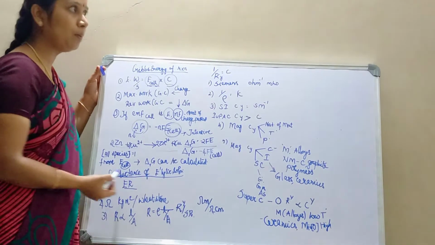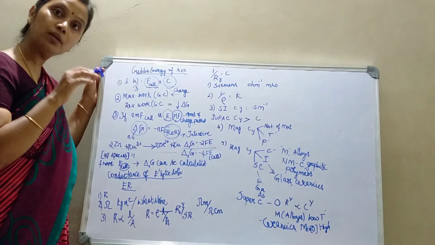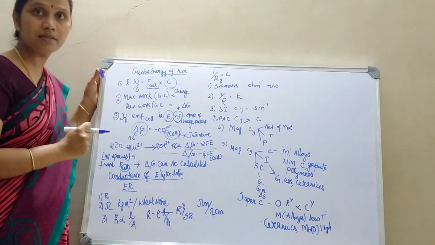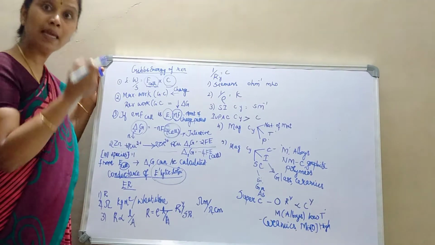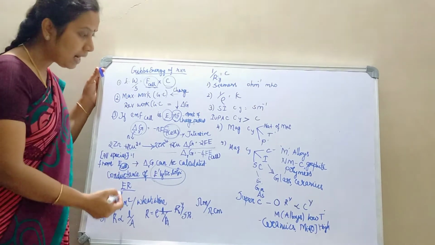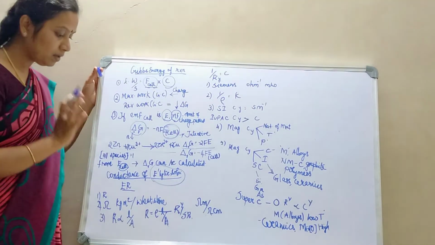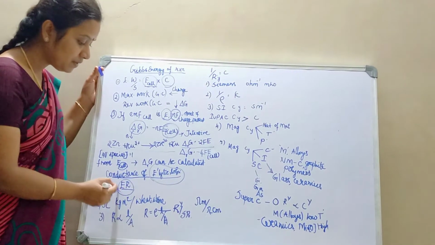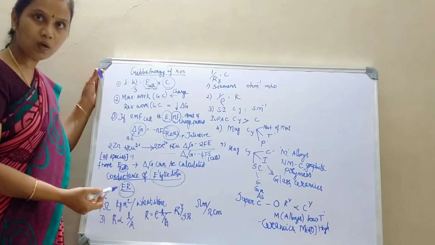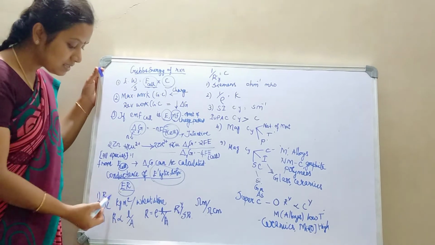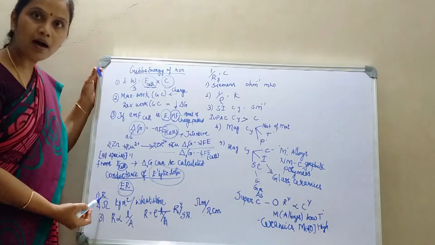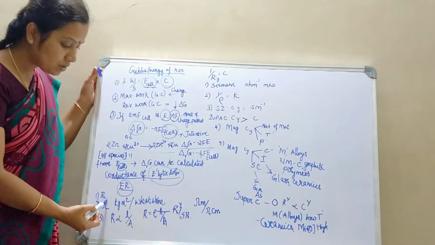Before going to the topic, how my electrolytic or ionic solution is able to conduct electricity, I need to know some terms. The first term will be electrical resistance. Electrical resistance is indicated by the symbol R. Its unit is ohm.